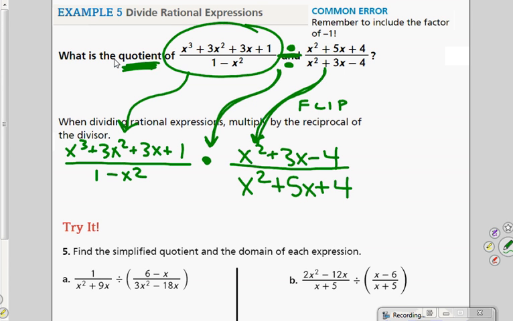After that, follow your rules of multiplication. Do everything we did in the previous examples. Try to factor stuff, try to cancel stuff, multiply the top, multiply the bottom. Okay?